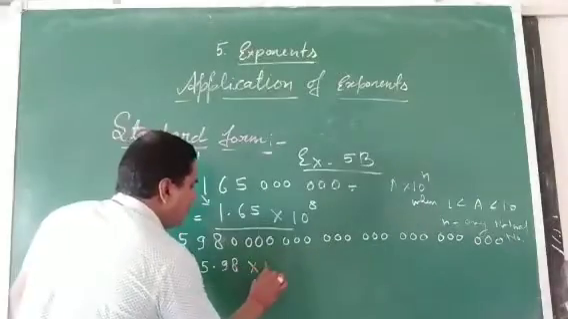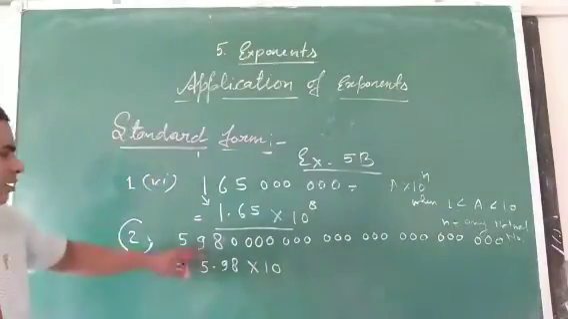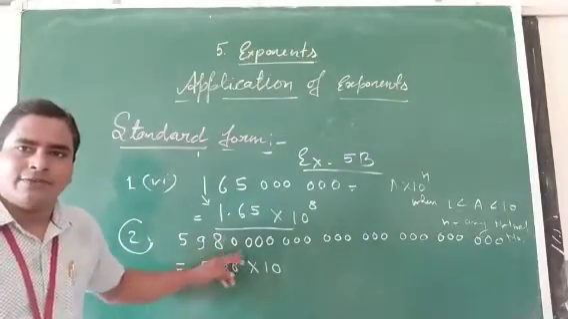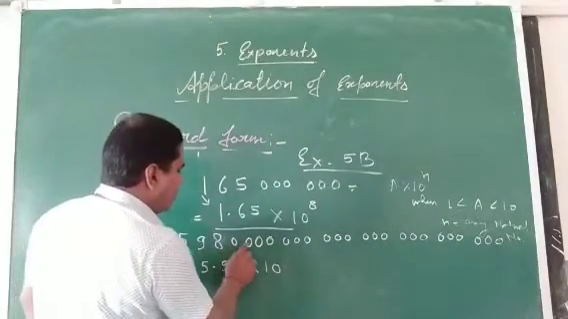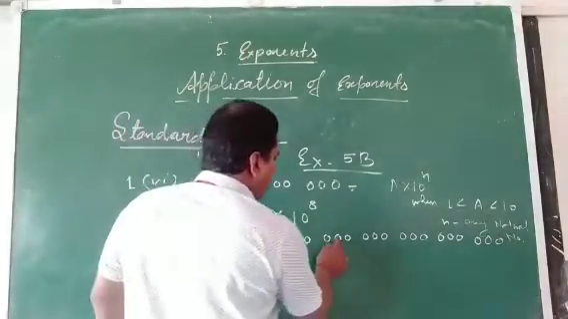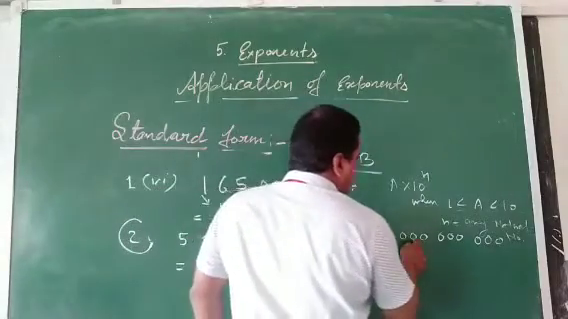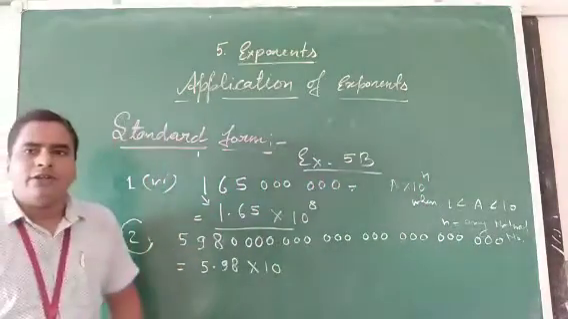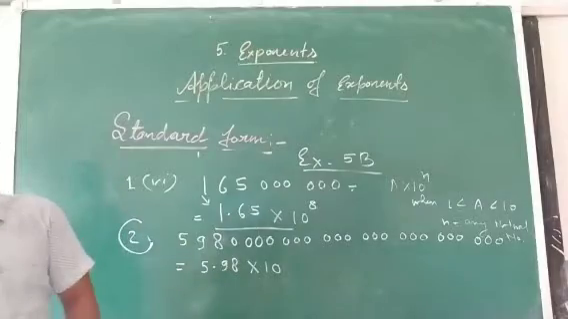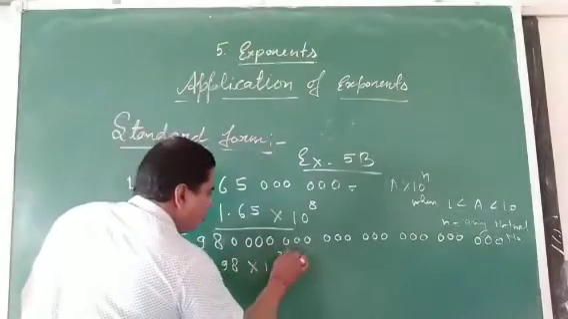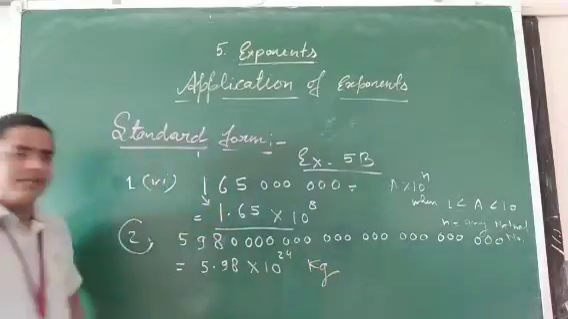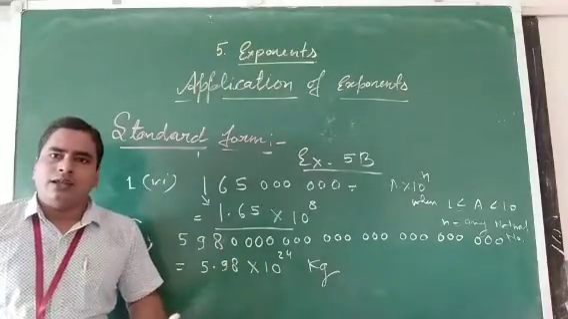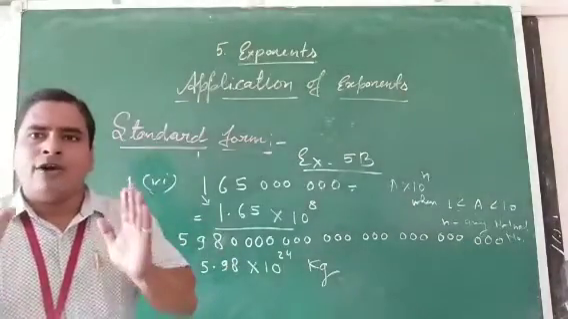Now into the power of 10. How much should the power of 10 be? Count the number of places left after 5. So see, 1, 2, 3, 4, 5, 6, 7, 8, 9, 10, 11, 12, 13, 14, 15, 16, 17, 18, 19, 20, 21, 22, 23, 24. How much is left? 24. So you can write this value as 24 kg. This is the mass of Earth: 5.98 into 10 to the power 24 kg. Clear? In this way you can easily read the mass of the Earth.